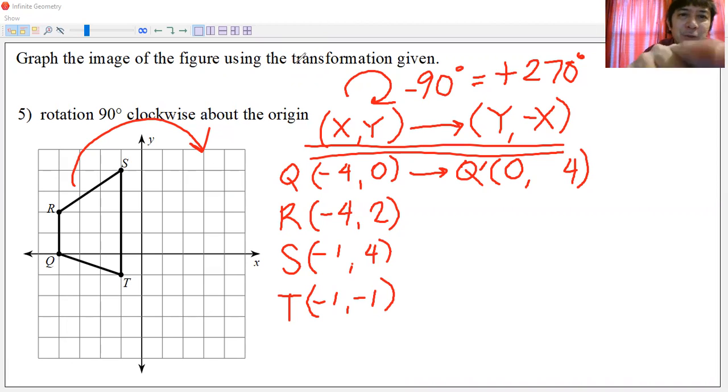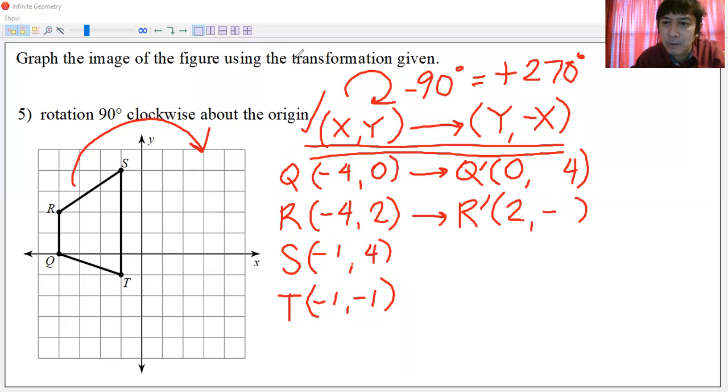Next, let's do the R prime. The rule is XY becomes YX with a negative sign after interchange. So this will become 2, and this will become negative 4. This negative 4 will change. It will become positive 4. So we will have to make that positive 4. Next, the S is now S prime.